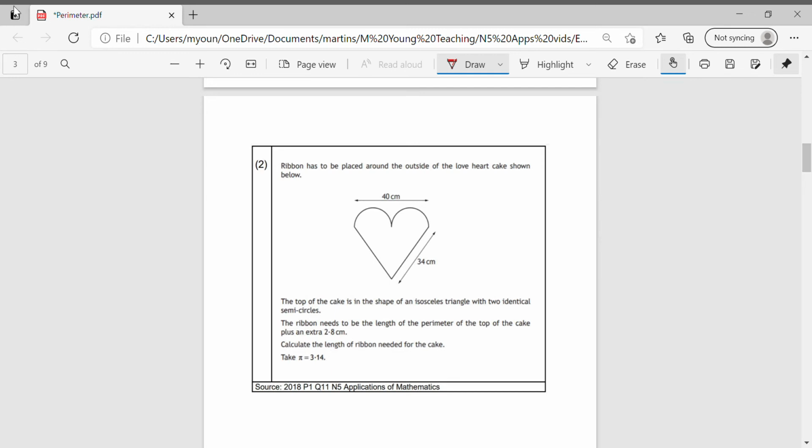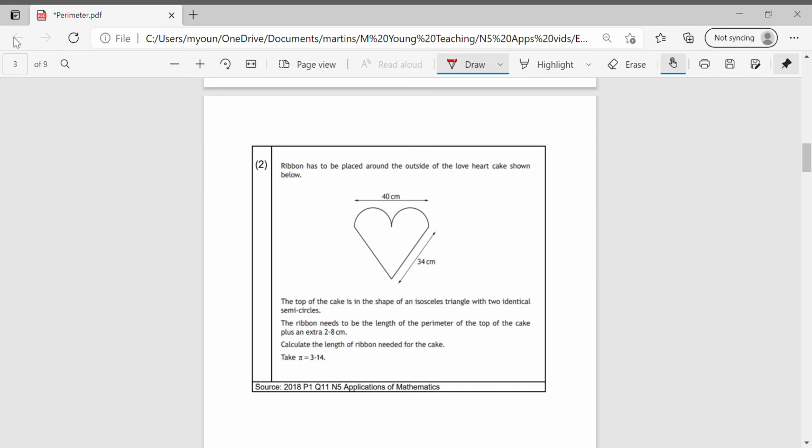Question 2, it says a ribbon has to be placed around the outside of the love heart cake shown below. The top of the cake is in the shape of an isosceles triangle with 2 identical semicircles. So the ribbon needs to be the length of the perimeter of the top of this cake, so it just has to be around that. And we need an extra 2.8 centimeters as well. So it needs to be the perimeter plus an extra 2.8 centimeters. Calculate the length of the ribbon needed.